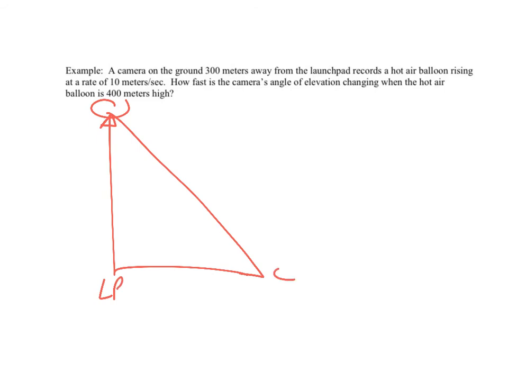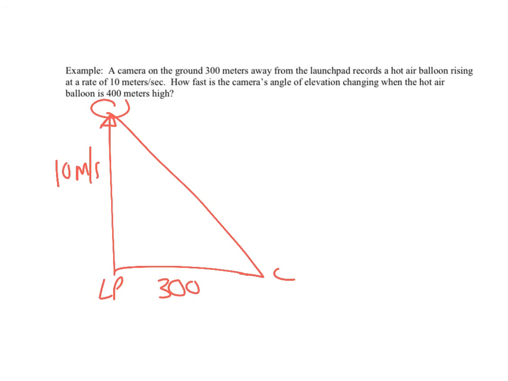All right, so we've got a camera on the ground 300 meters away from a launch pad, records the hot air balloon rising at a rate of 10 centimeters per second. So again, I think this is one you can visually picture, so I'm going to draw something out to represent it. So here's my hot air balloon rising. I have a camera 300 meters away from a launch pad. Here's my camera, it's 300 meters away. It's rising at a rate of 10 meters per second.